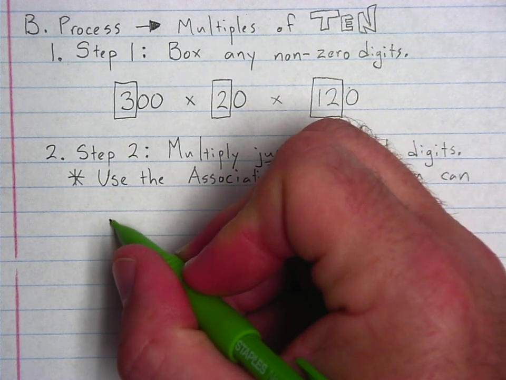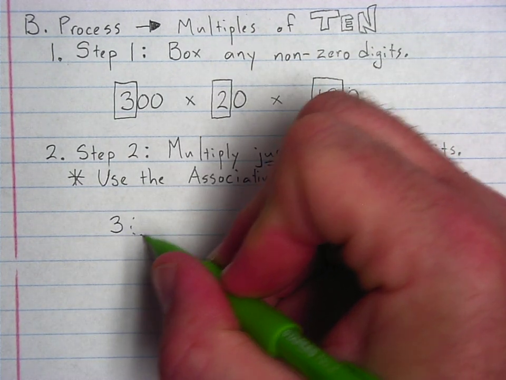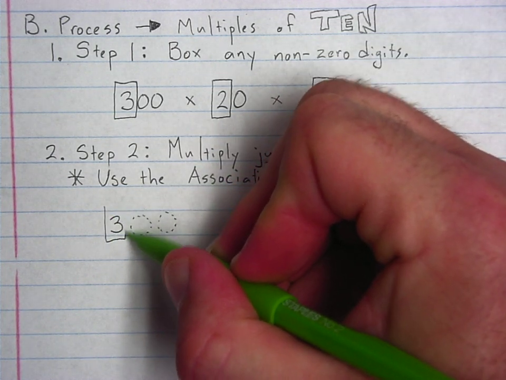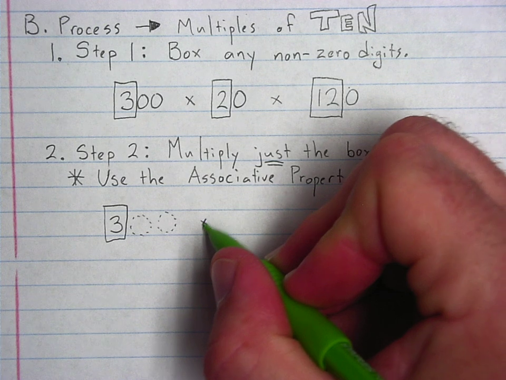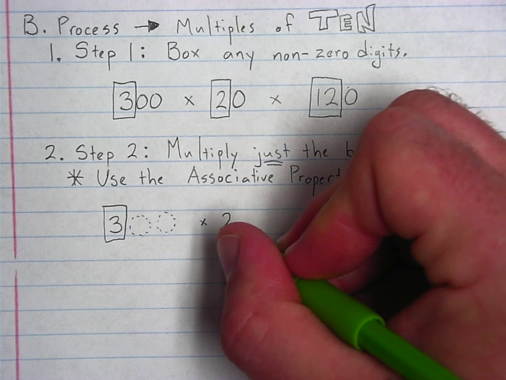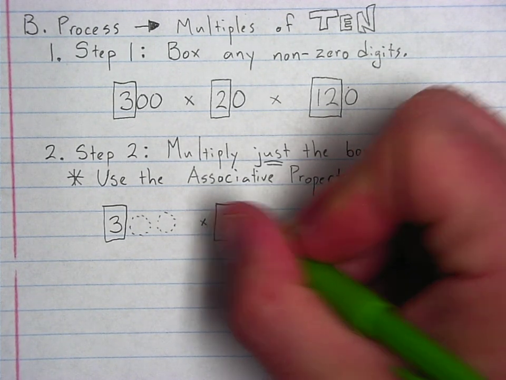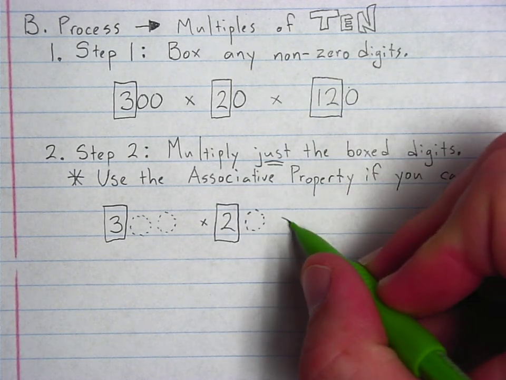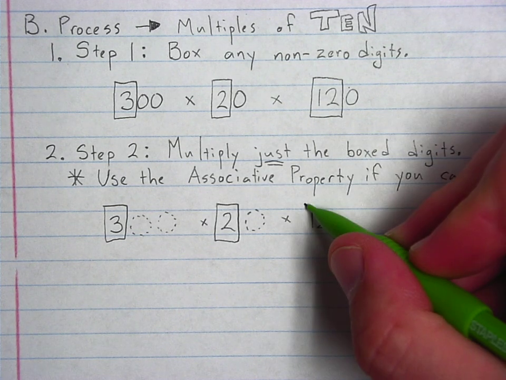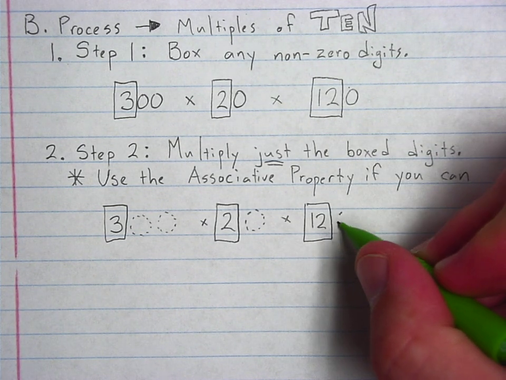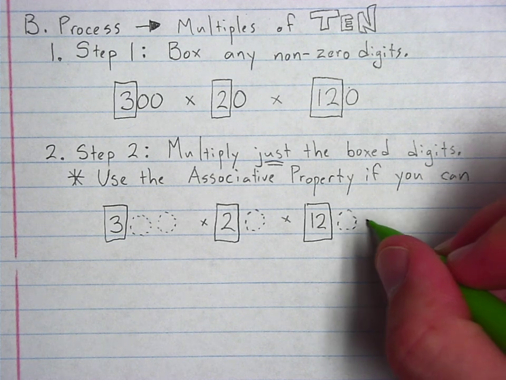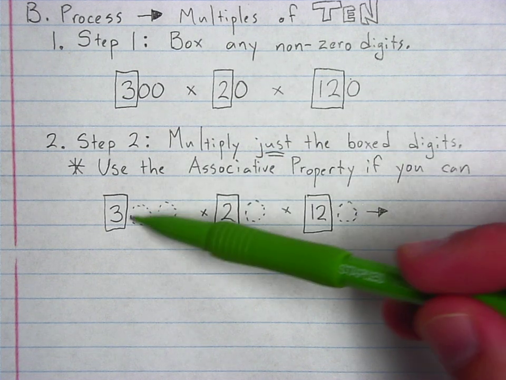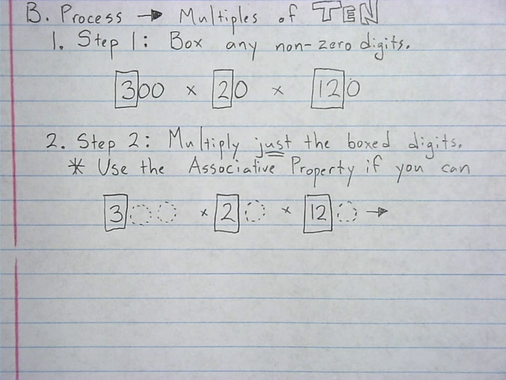Let me show you. Here's our 300, right? I'm going to kind of ghost out the zeros. We'll pretend they're not there. We don't want to get rid of them entirely. We don't want to erase them, because we will need them. But for now, we can just ghost them out and pretend that they're not there. Now, associative property means you can multiply these numbers together however you want.